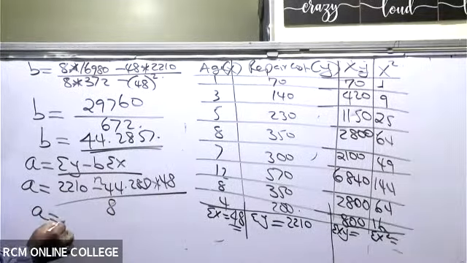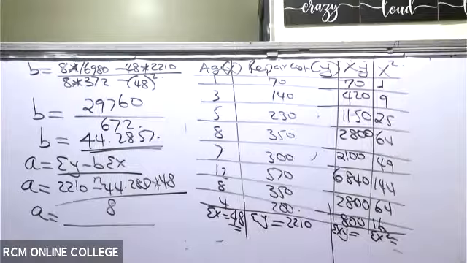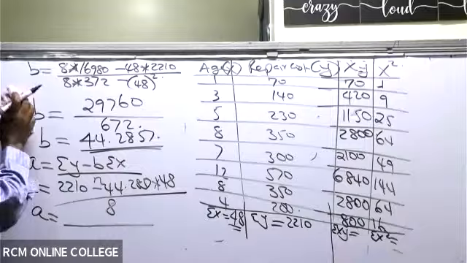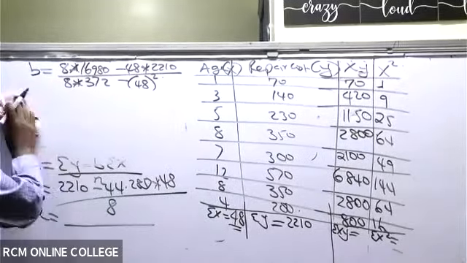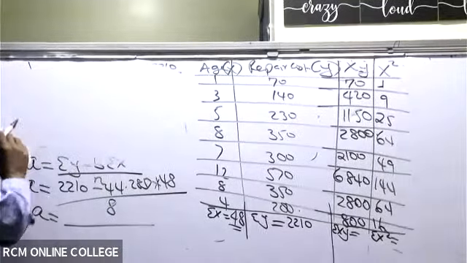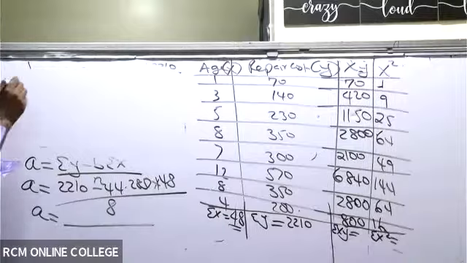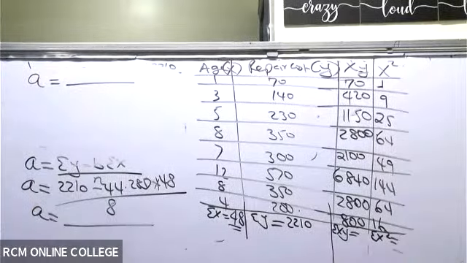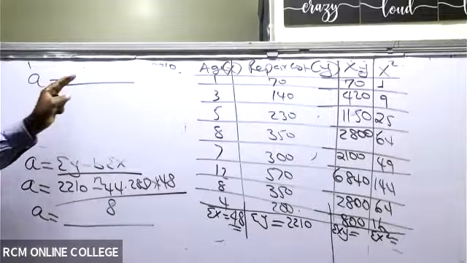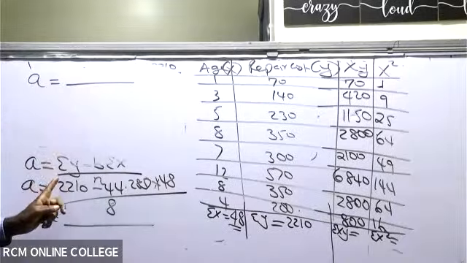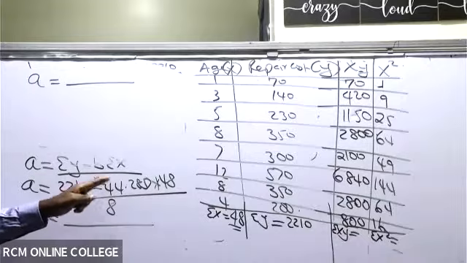So again, go slowly and give me the numerator here. Is there somebody who is able to give me the numerator for getting the value of A? To get the numerator, we are taking 2210 minus 44.2857 times 48. I will first of all want the numerator of A. So it will be 2210 minus 44.2857 times 48.